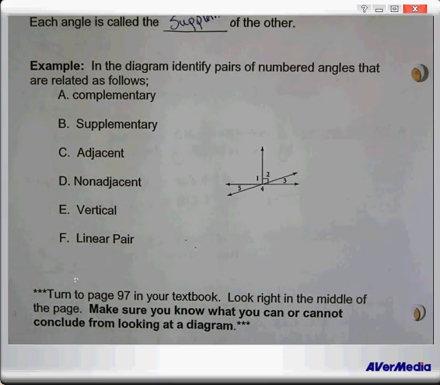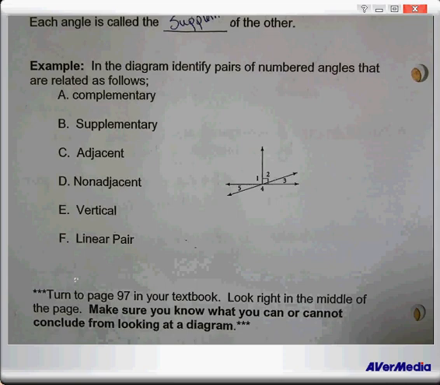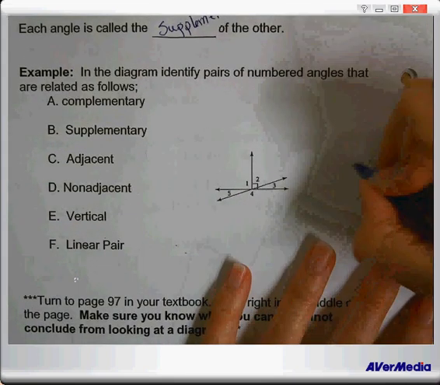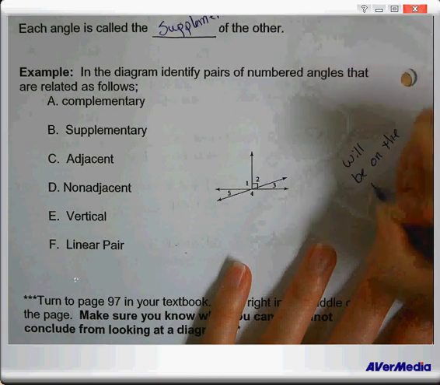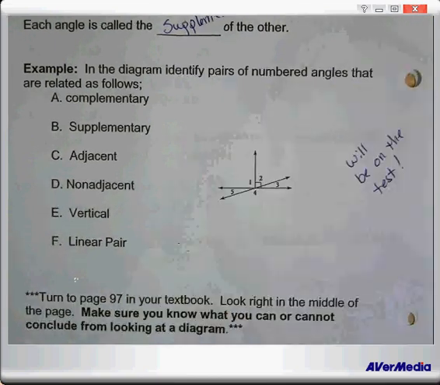Now we're going to actually practice our vocab to see if we understand where these come from. And you will have a section like this on the test. So don't forget to make sure you really understand it. In the diagram, it says the following.